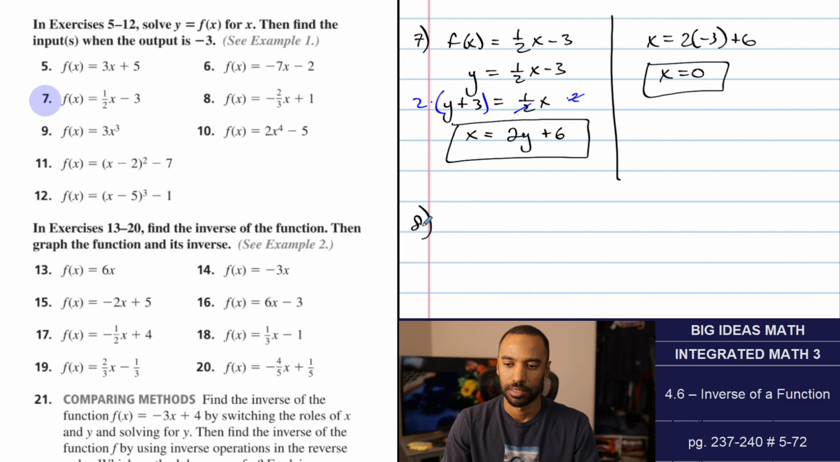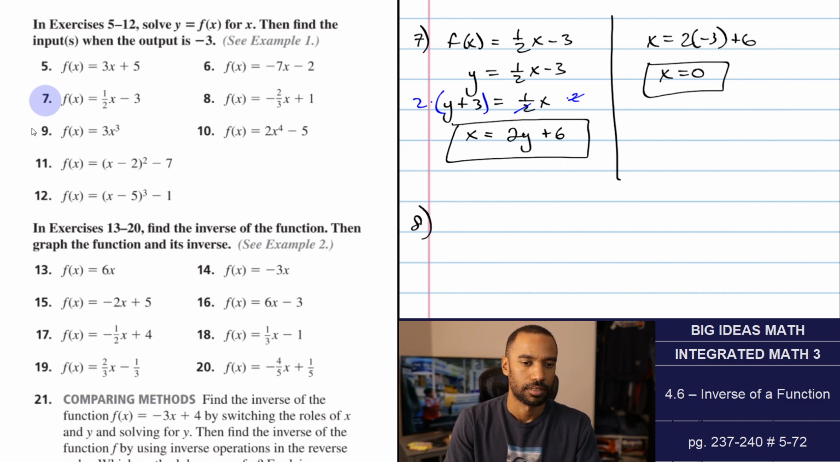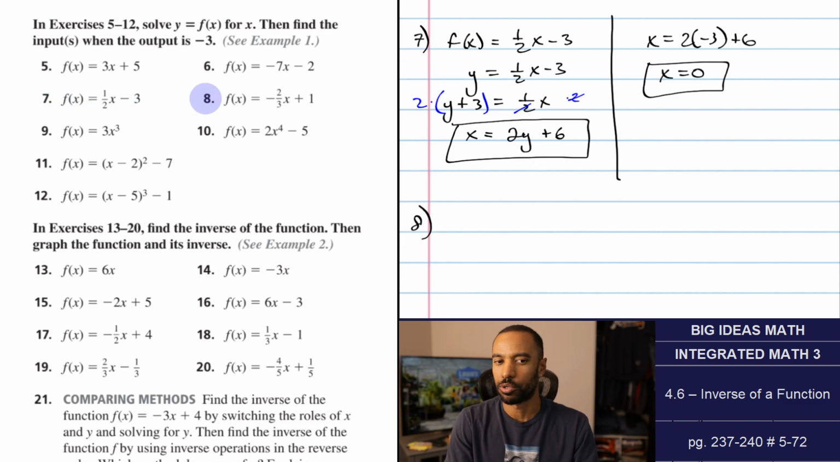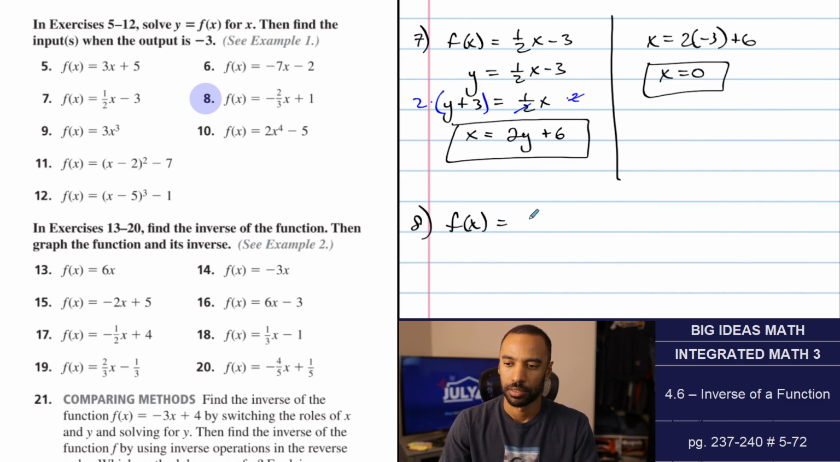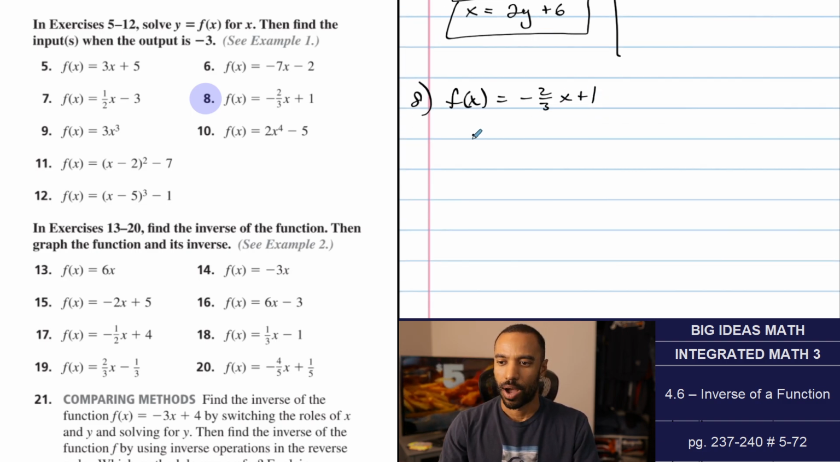Number 8. f of x equals negative 2/3 x plus 1. Turn it into y, right? There's really no change in what we're doing. They're all inverse based. And solve for x. Subtract 1.